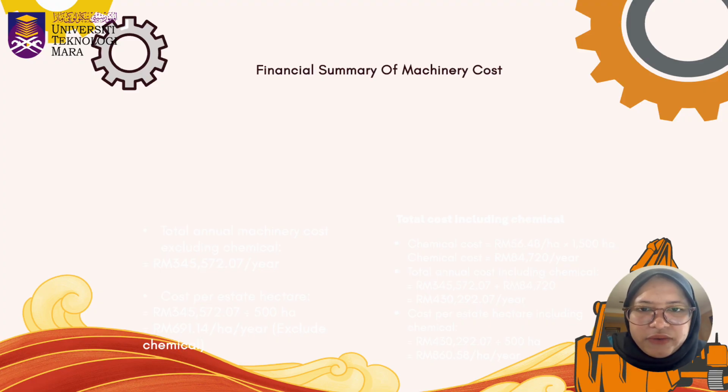Then let's move to the financial summary of machinery cost. In this project, we have two machinery, which is mechanical slashing and boom spraying. The total cost of both of these machinery, excluding chemical, is 345,572.07 per year. For cost per hectare, we divided by 500 hectares, which gives about RM 691.14 per hectare per year. This excludes chemical.